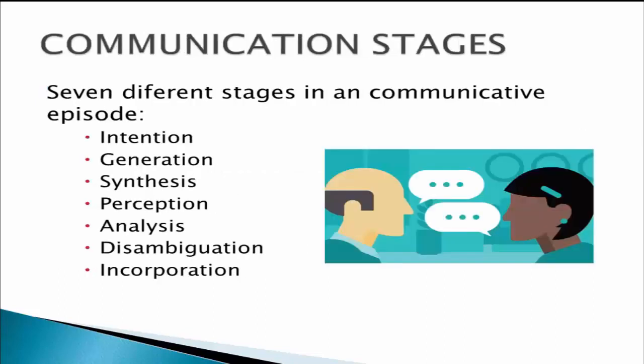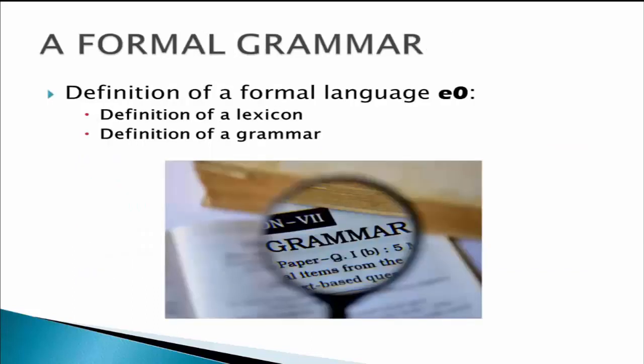In a typical communication episode involving a speaker and a listener about some statement, there are 7 different stages: intention, generation, synthesis, perception, analysis, disambiguation, and incorporation. To define a formal grammar of a small sample of a natural language, which we are going to call E0, we must do two things. First, define a lexicon for that formal language, which is going to be a set of the allowed words in that grammar. Second, we have to define a proper grammar to combine the lexicon words into phrases.